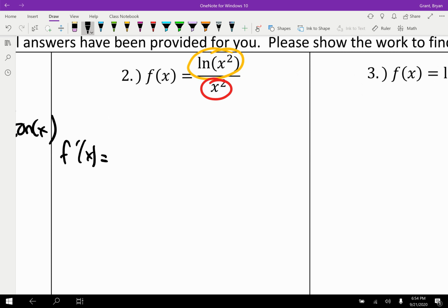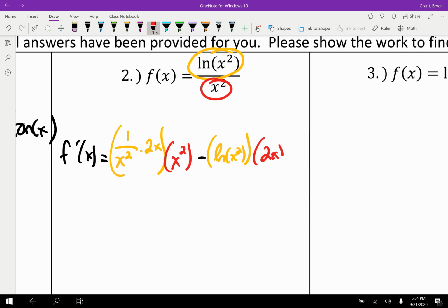F prime of x. Derivative of the top function. The derivative of natural log of x squared is 1 over what's inside times the derivative of what's inside. Keep the bottom function the same. Minus. Now we keep the top function the same. And we take the derivative of the bottom, 2x, and this is all, of course, divided by the denominator squared.